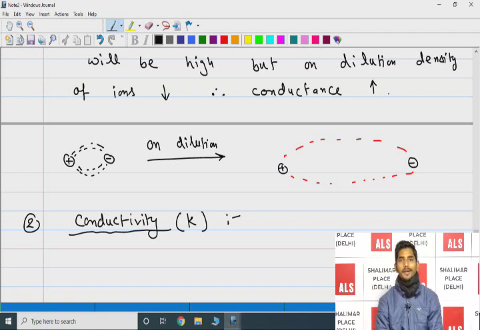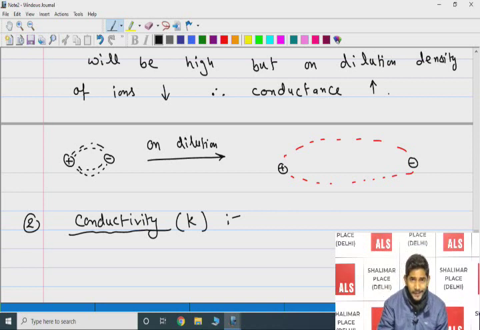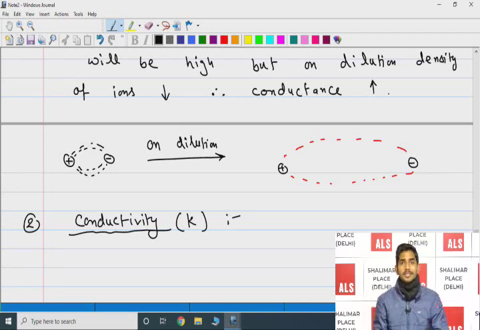Yes, absolutely correct. It will be decreased. Okay. So if the number of ions per ml of solution is decreased, it means that conductivity will also get decreased. Yes, on dilution, the number of ions per ml of solution decreases because the volume is increasing over there.